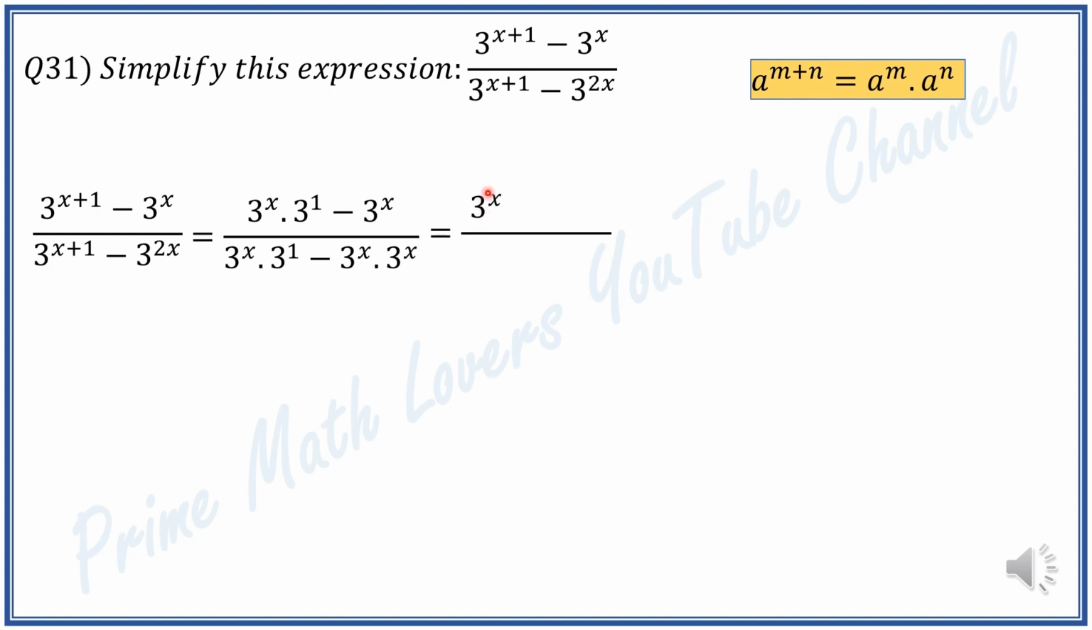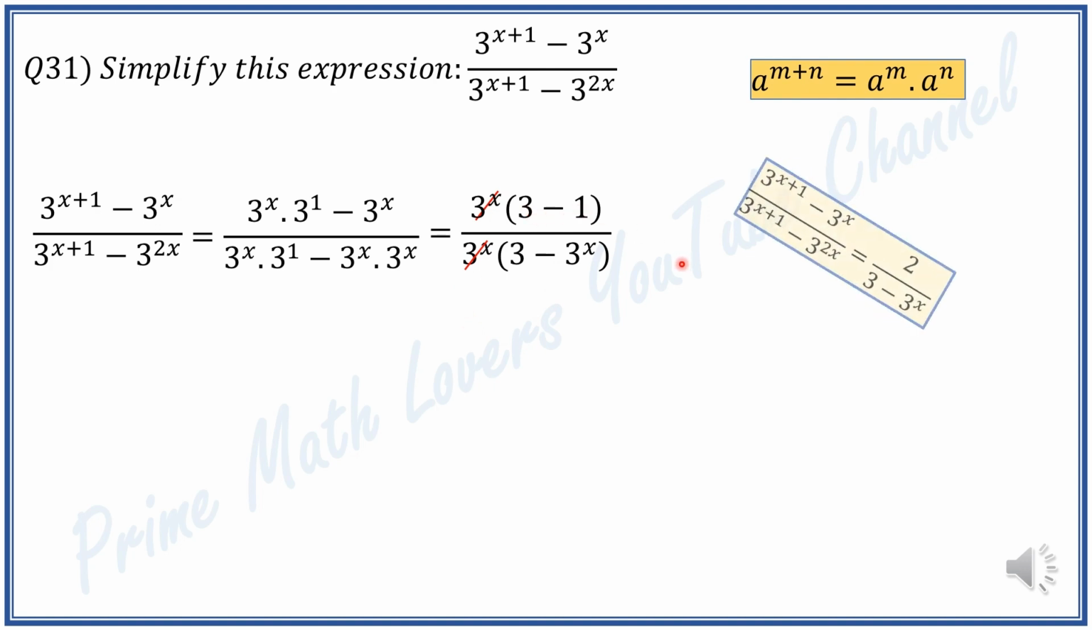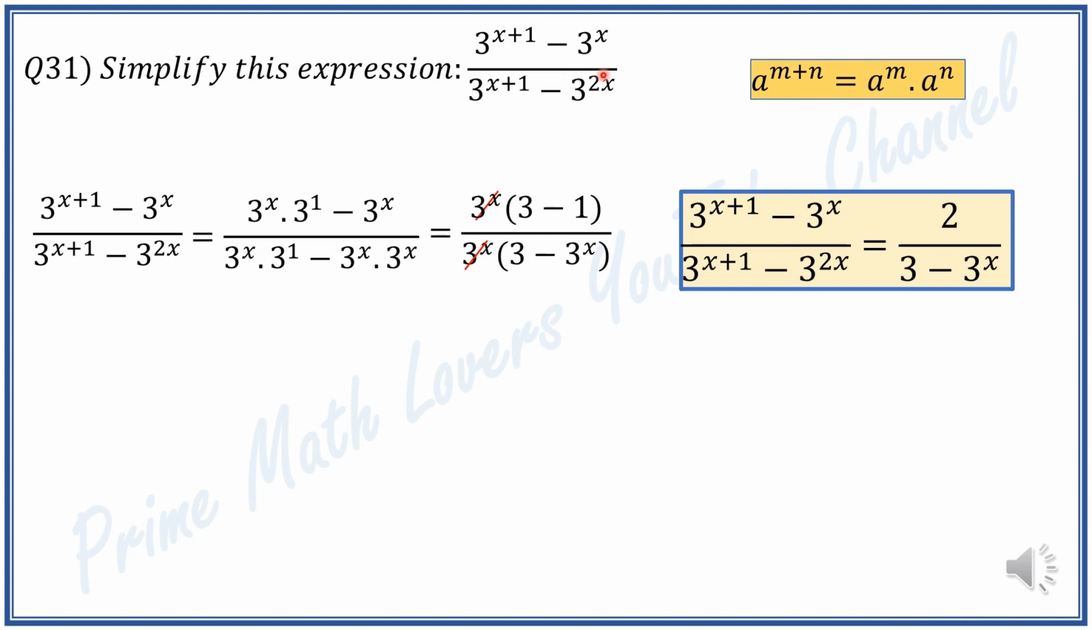So I get 3 to the power of x times 3 minus 1, and in denominator I get 3 to the power of x times 3 minus 3 to the power of x. I can cancel 3 to the power of x from numerator and denominator. 3 minus 1 is equal to 2, so our expression in the simplest form is 2 over 3 minus 3 to the power of x.